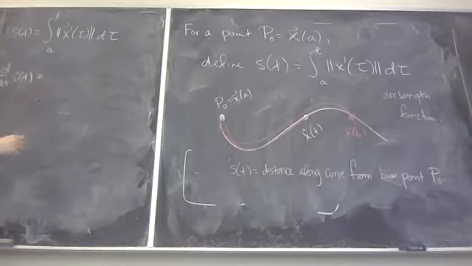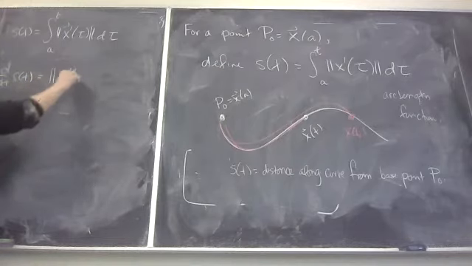Oh, is it x prime t? It's almost x prime t. Length of x prime t. Oh yeah, that's what I meant. I figured that's what you meant. Why is that true?